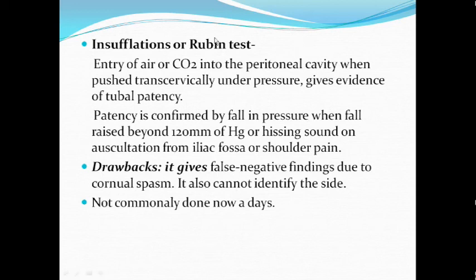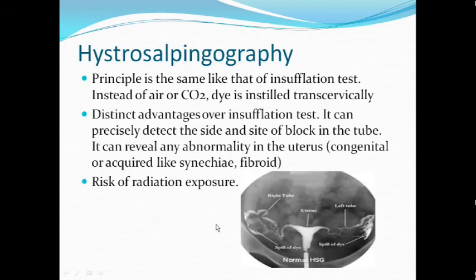But some drawbacks were there. It gives false negative findings due to cornual spasm, and it cannot identify the side of abnormality: if there is a blockage on one side, by this test you could not find the side. That's why it is not commonly done nowadays. HSG: here the principle is the same. Instead of CO2 or air, we use dye. Here dye is used and it is instilled from the cervical end.